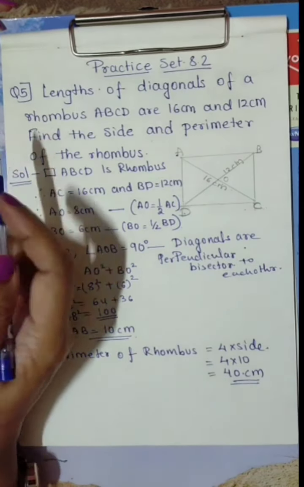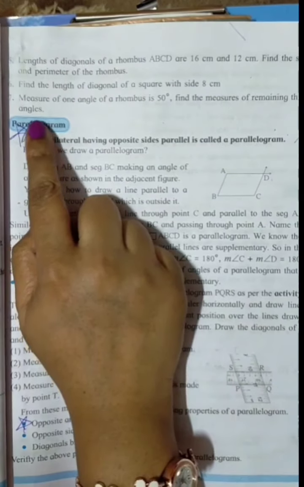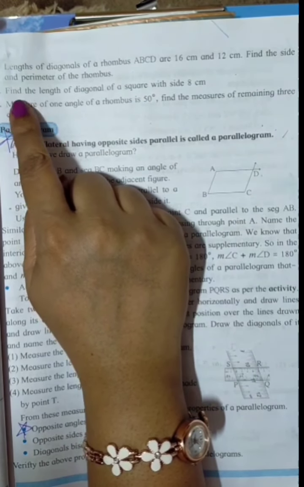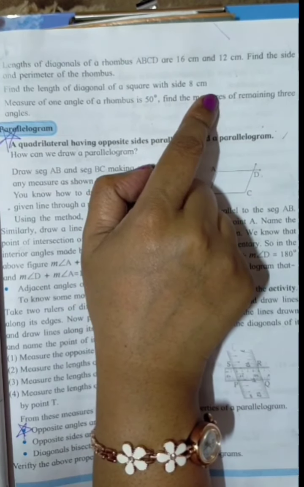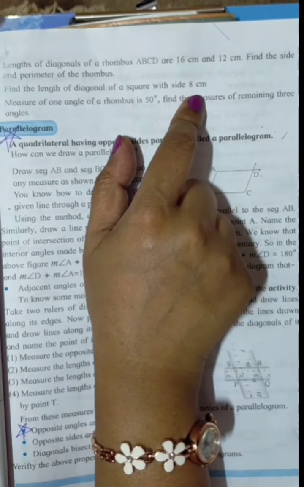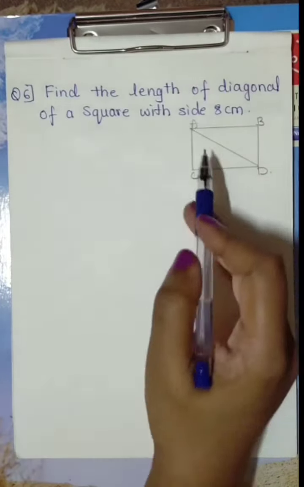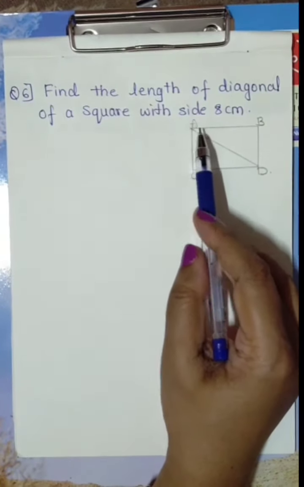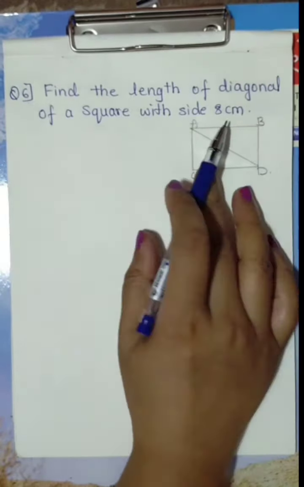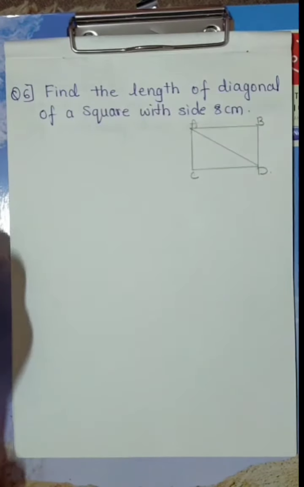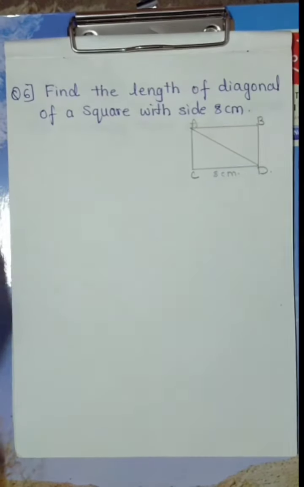Now we are going to solve question number 6 of 8.2. Find the length of the diagonal of a square with side 8 centimeter. So the square's sides are given as 8 centimeter, and we have to find the length of the diagonals. Now here this is the diagram of question number 6. This is quadrilateral square ABCD. The sides are given 8 centimeter, so I am writing here 8 centimeter.